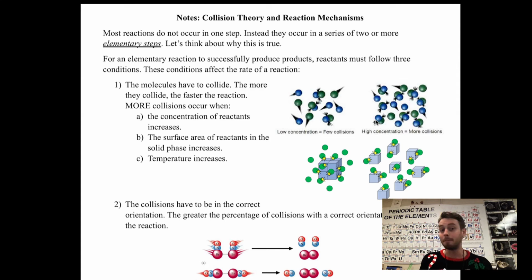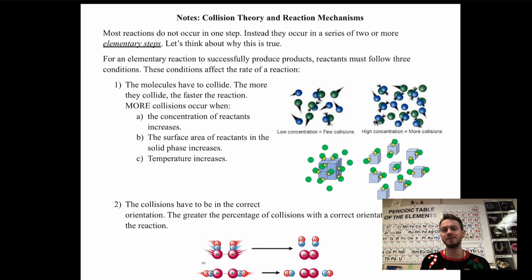Okay, so most reactions do not occur in one step. In fact, they usually occur in a series of two or more steps that we call elementary steps. So it's like one step happens, then another, and then another, leading from our reactants to our final products. Let's think about why this is true.